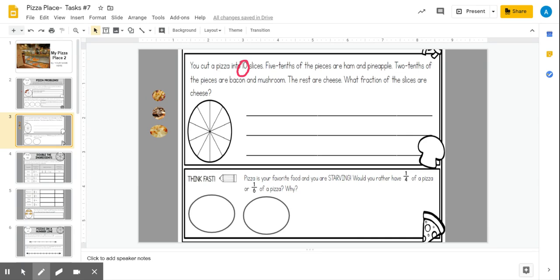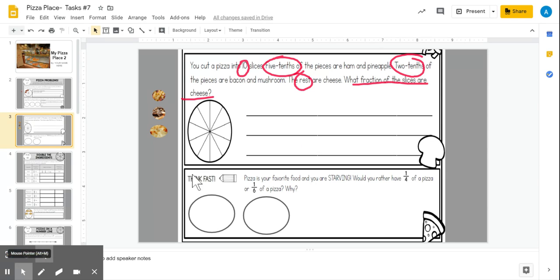So you cut it into 10 slices. 5/10 of the pieces are ham and pineapple. 2/10 are bacon and mushroom. The rest are cheese. What fraction? So you're looking for a fraction. Our answer is a fraction.